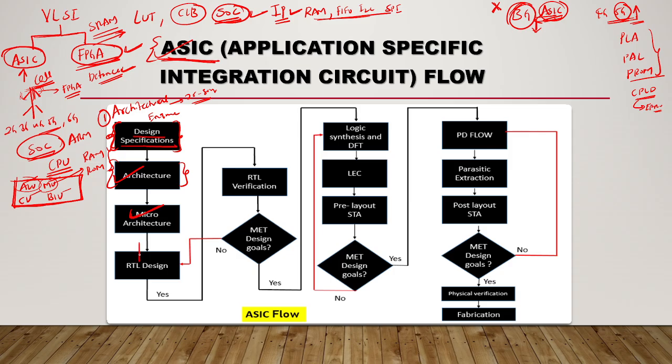And next, RTL design. RTL is nothing but register transfer level. Basically there are two kinds of languages. First of all, I will tell you the difference between a software language and a hardware description language. Software language means for the software people. You know the software languages: C, C++, Java, Python. These are the software languages.